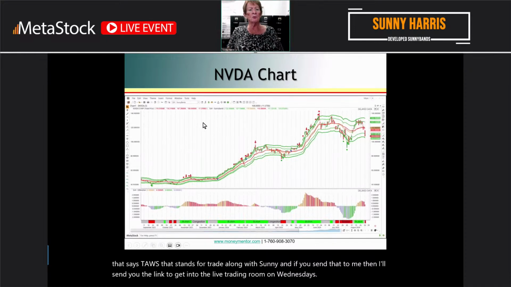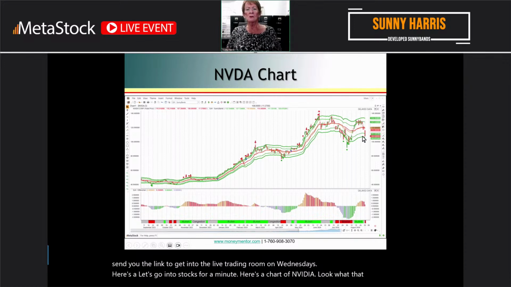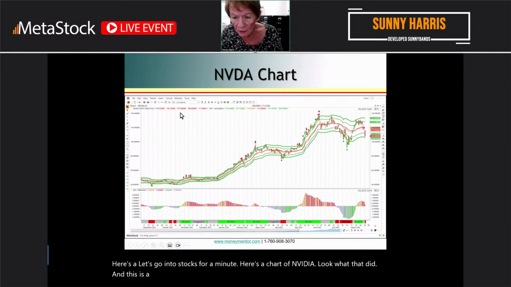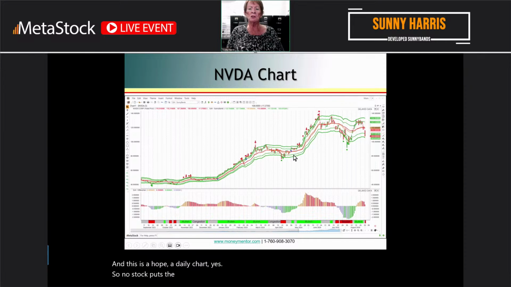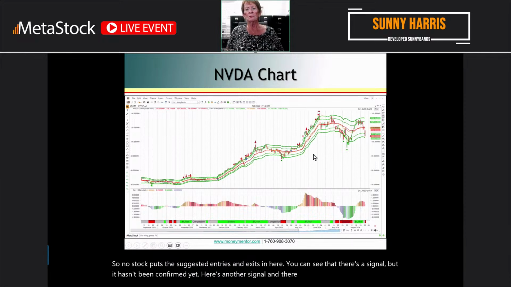Let's go into stocks for a minute. Here's a chart of NVIDIA. Look what that did. And this is, I hope, a daily chart. Yes. So MetaStock puts the suggested entries and exits in here. You can see that there's a signal, but it hasn't been confirmed yet. Here's another signal, and there it's confirmed.